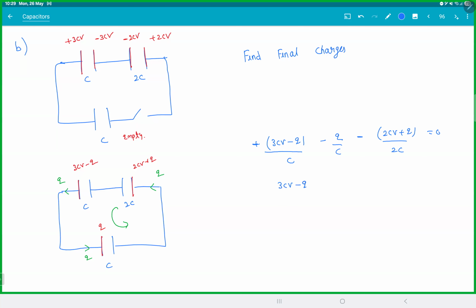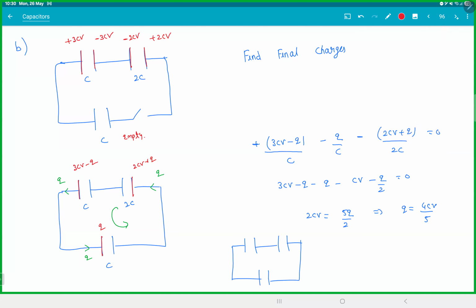This will be 3CV minus Q minus Q minus CV minus Q by 2. 2CV is equal to 5Q by 2. Q is 4CV by 5. Got this? Now, you might have taken a charge from some other plate. It doesn't matter. The final answer should match.